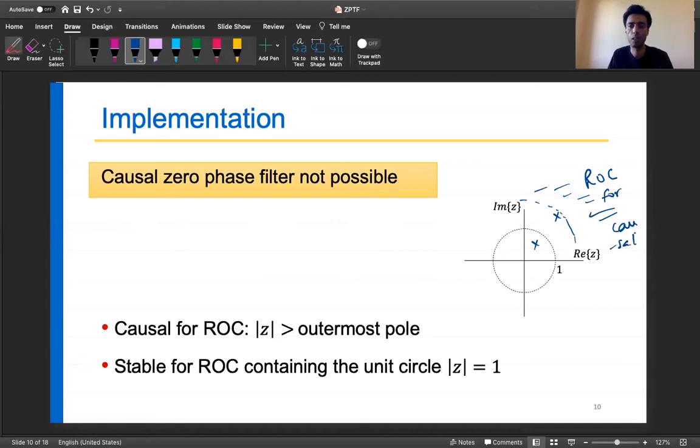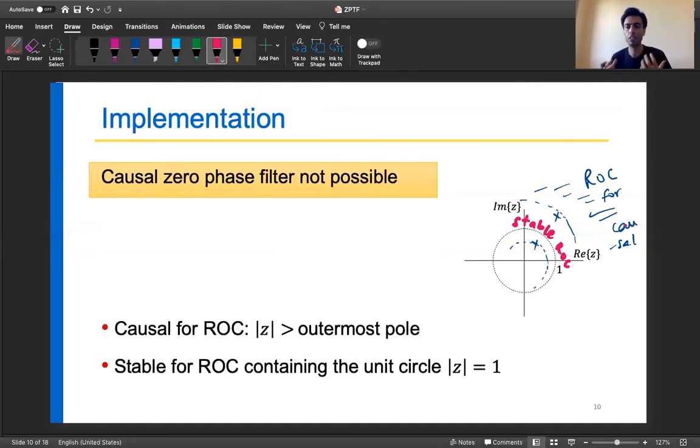But then there's another condition called stability of the system, right? If the system is not stable, the output will explode. So for stability, the unit circle should be inside the ROC. This is the region for stability. Let me use red pen. For stability, the ROC should be here, but for causality, the ROC should be here. So you will never have an ROC where both properties are satisfied.